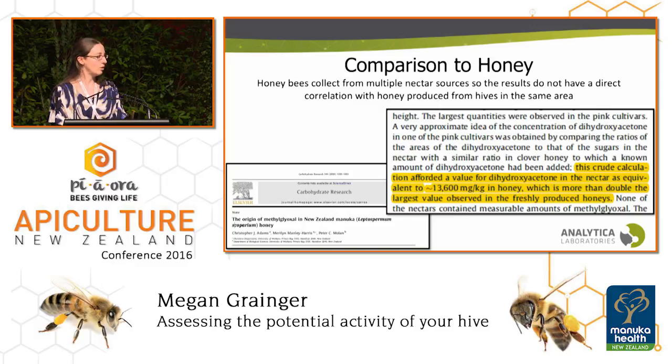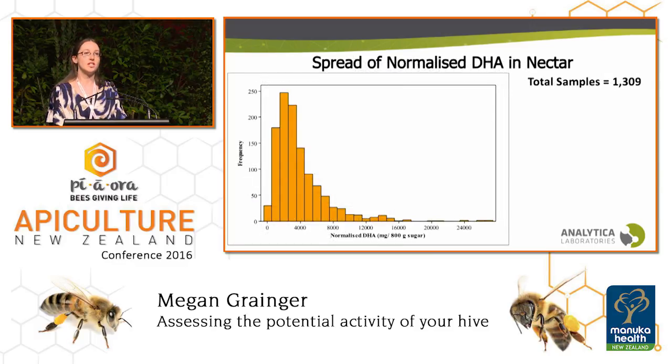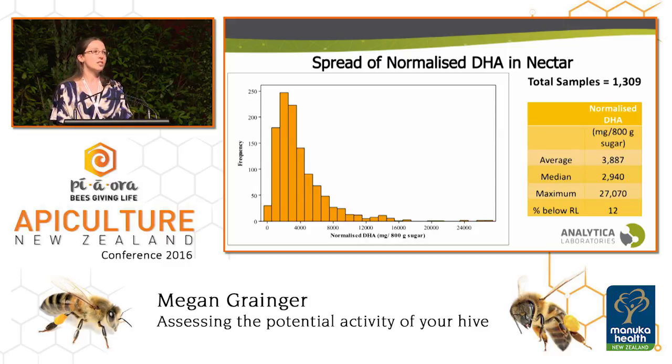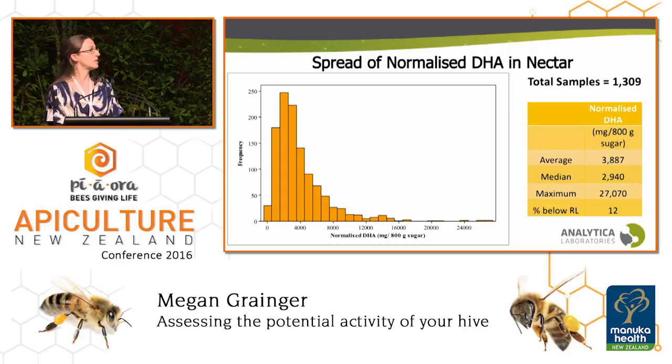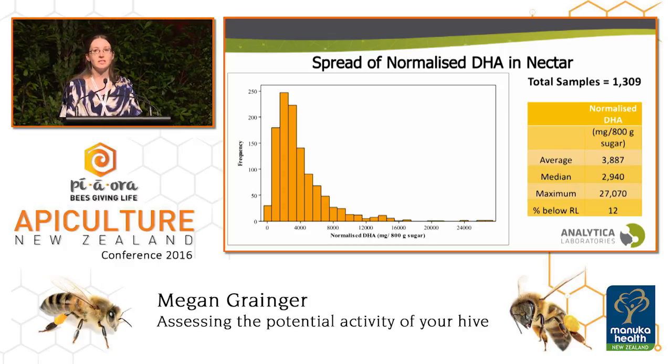So therefore, I went and had a look at what our spread of DHA was in nectars that we've tested in the lab. So in 1,300 samples, you can see our frequency graph here. And for a few numbers, our average is about 3,800. So this typically would actually be quite a high honey sample, but for the nectar, it's not too bad. Our maximum that we found in this set of data was 27,000 milligrams per kg. So this is huge, and you can see there's not too many samples that we tested up in this region.